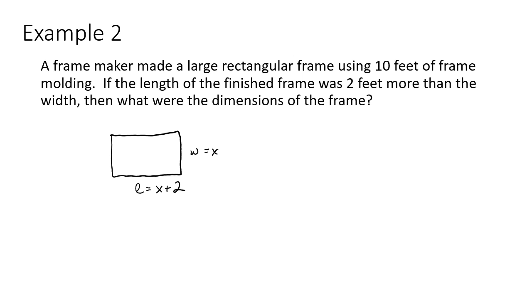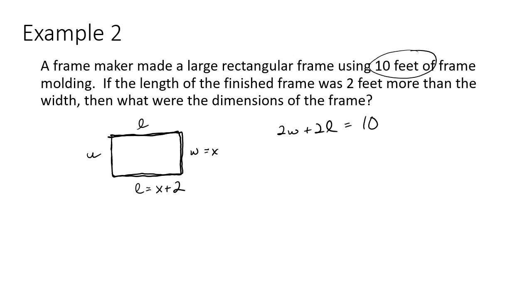Now, we do know one other piece of information here, and that is the fact that we know they were using 10 feet of molding. That is the perimeter of the frame, right? The molding is what goes around on the outside. And so we know that the perimeter is just the sum of the sides. So it would be 2 widths plus 2 lengths, and that has to be equal to 10 feet.